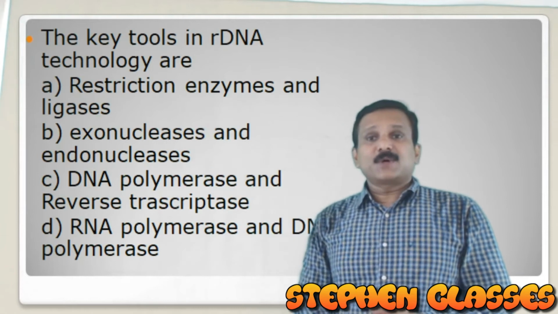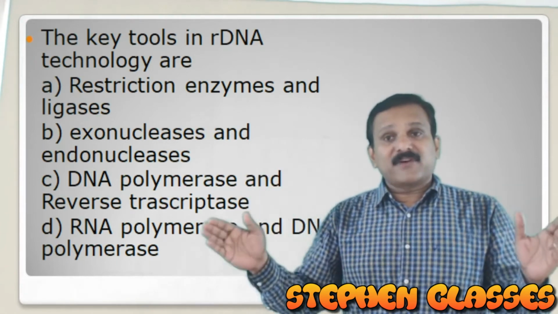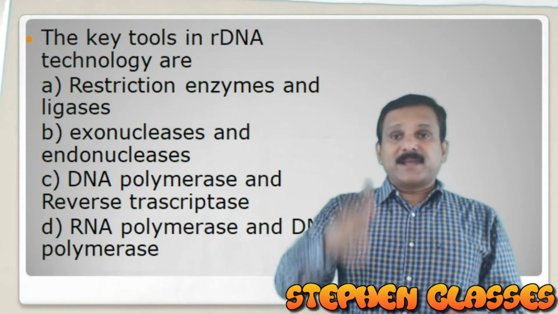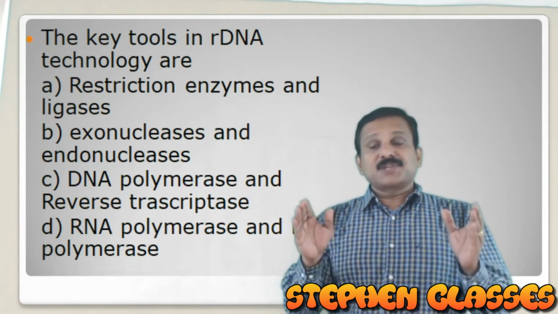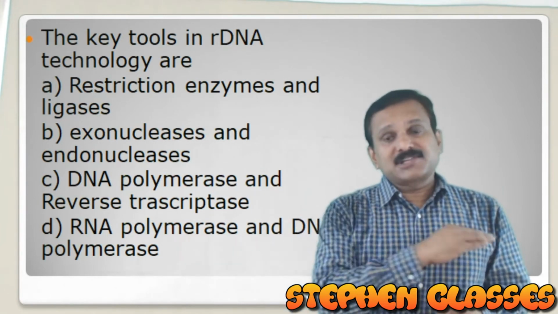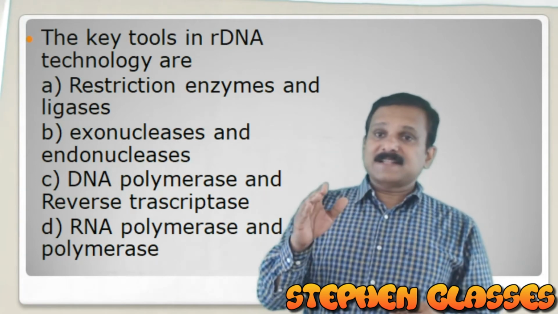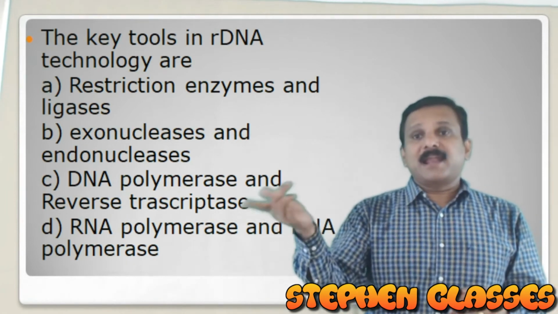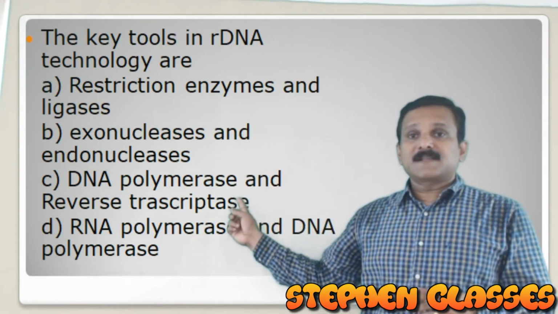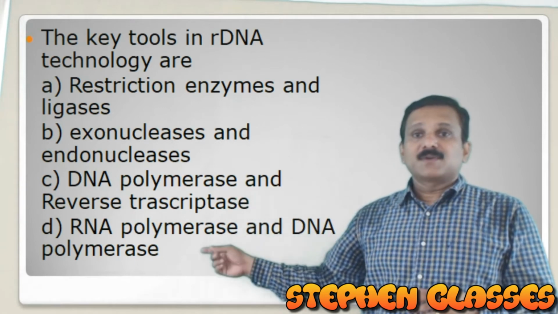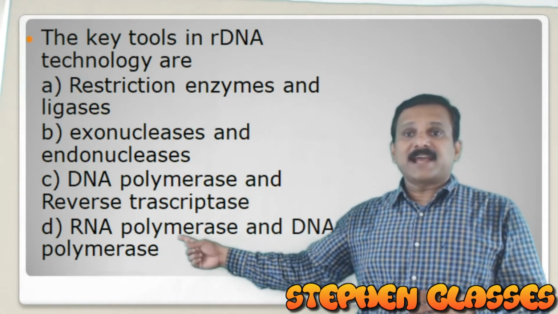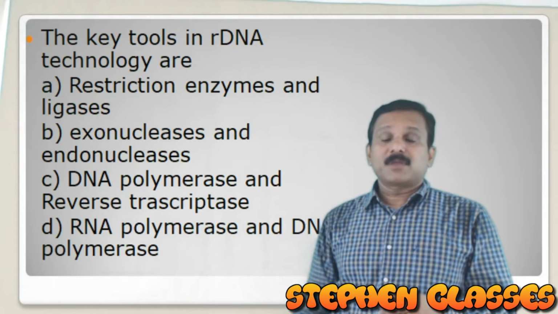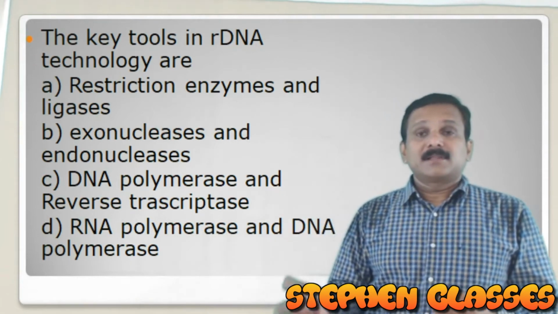What about the other options? Exonucleases cut the DNA at the peripheral nucleotides. Endonucleases will cut the DNA within. Then DNA polymerase is used for polymerization of the DNA, essential for DNA replication. Then reverse transcriptase will help in forming a DNA from RNA. From RNA to DNA, we require the reverse transcriptase enzyme. What about RNA polymerase? It is for transcription. That is the main enzyme required for transcription. So we have the answer now.